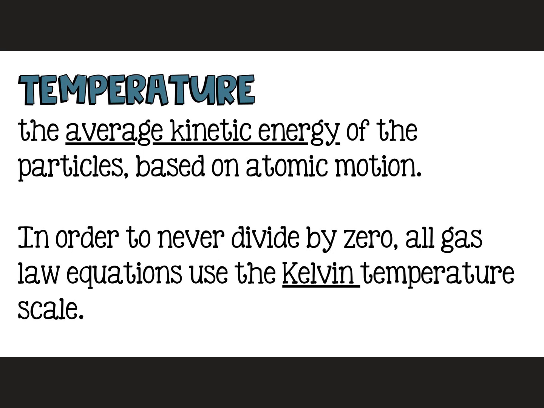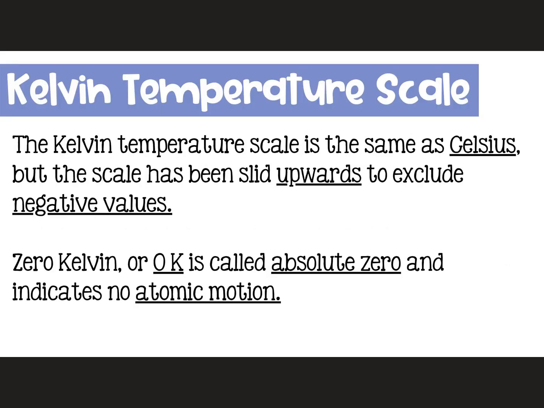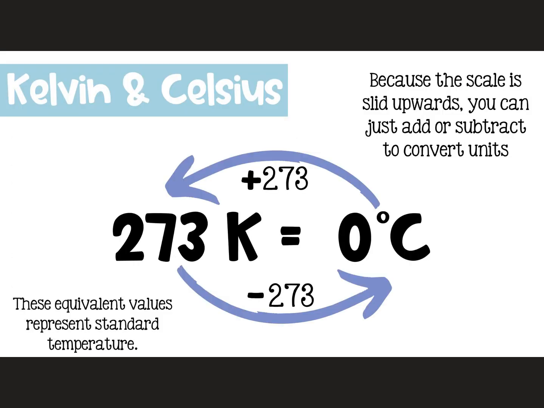In order to never divide by zero, all gas law equations use the Kelvin temperature scale. To get Kelvin, you add 273 to the Celsius measurement. The Kelvin temperature scale is the same as Celsius, but the scale has been slid upwards to exclude negative values. 0 Kelvin, or 0 K, is called absolute zero and indicates that no atomic motion is occurring.